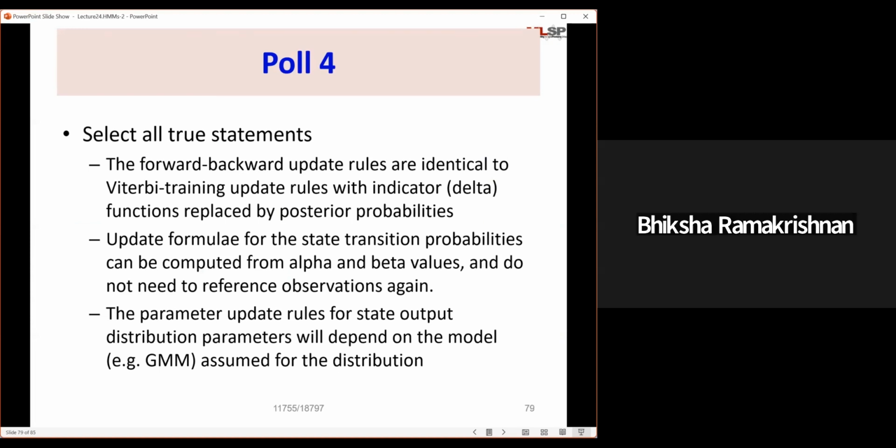So can we check this poll? It's simple. The forward-backward update rules are identical to Viterbi training update rules, with the indicator functions replaced by posterior probabilities, true or false.